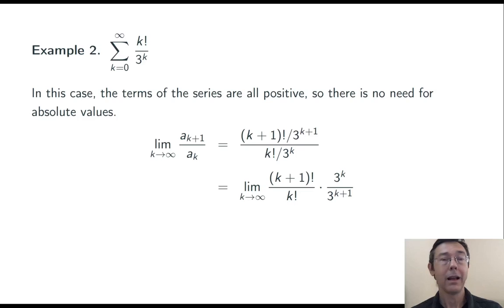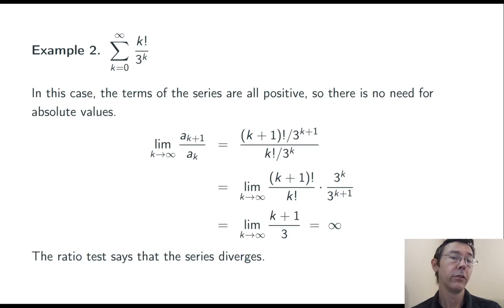Rewriting that slightly, I see a lot of simplification. On the right, 3 to the k over 3 to the k plus 1 is just going to be equal to 1/3. All the other 3's cancel. On the left, I have to remember that k plus 1 factorial is the product of the first k plus 1 integers. And of course, k factorial is the product of the first k integers. So everything cancels there except for a single factor of k plus 1. Overall, limit k to infinity, k plus 1 over 3, which is just infinity. Therefore, the original series diverges by the ratio test.